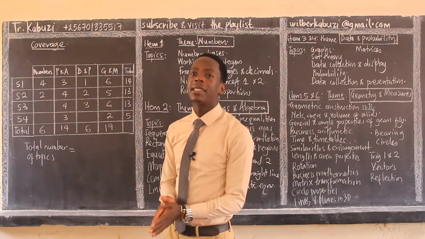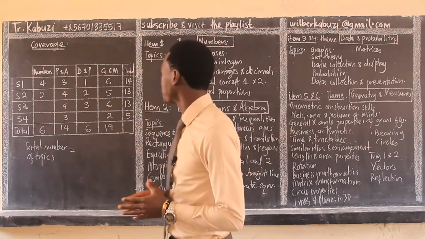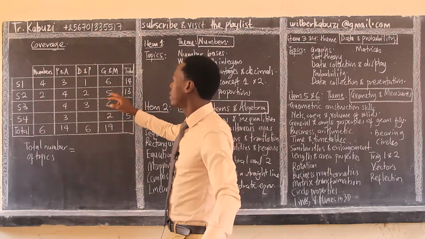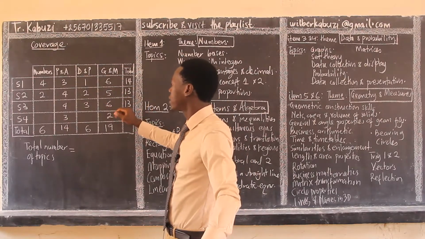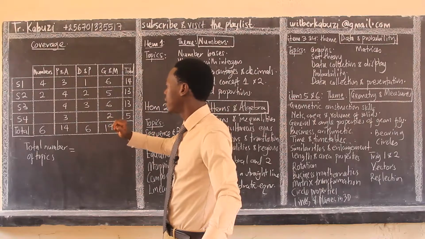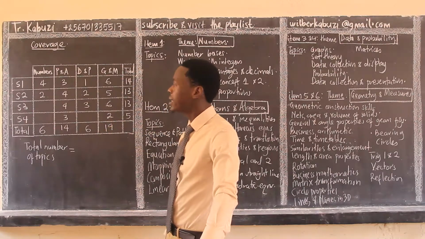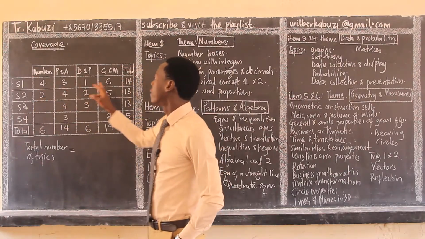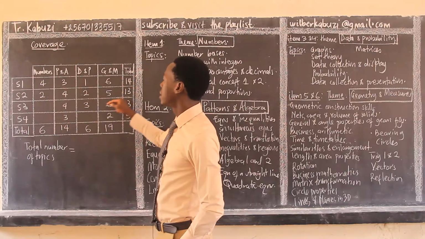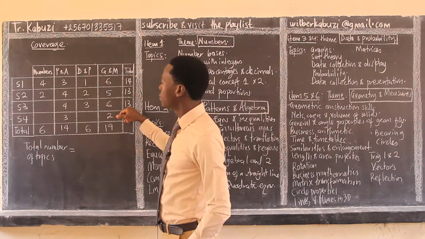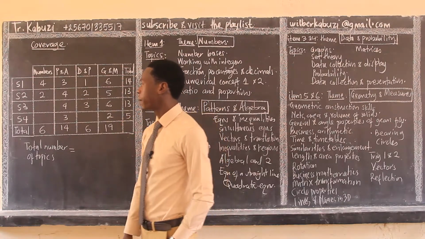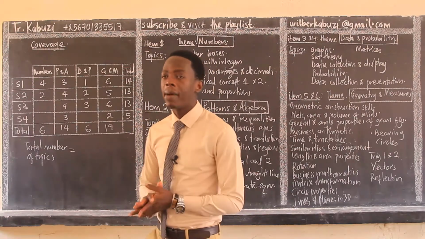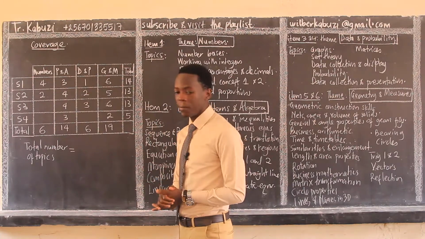Then geometry and measures, as you see, is the widest. It has 19 topics: 6 in Senior 1, 5 in Senior 2, 6 in Senior 3, 2 in Senior 4, making a total of 19. So that means someone in Senior 1 is going to cover 14 topics, someone in Senior 2, 13, 13 also in Senior 3, then only 5 topics in Senior 4, by the end of first term the syllabus is done, and the rest I think is going to be revision.